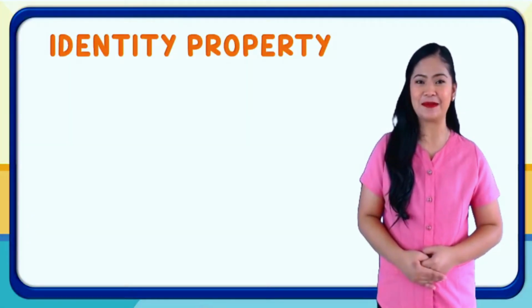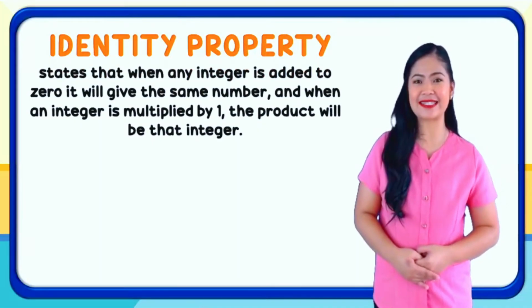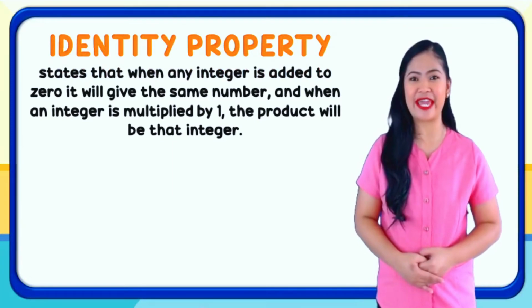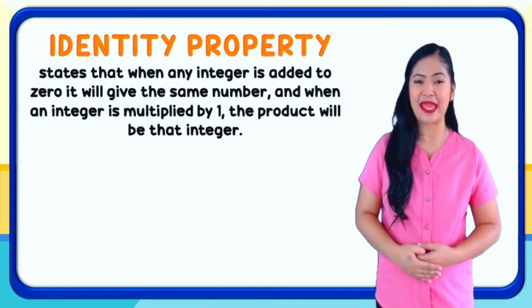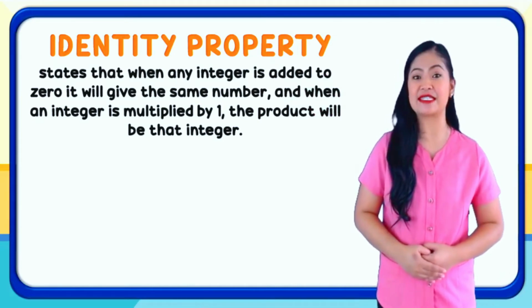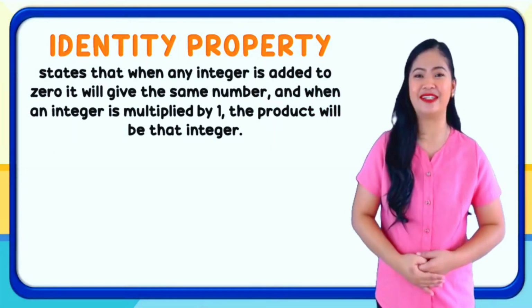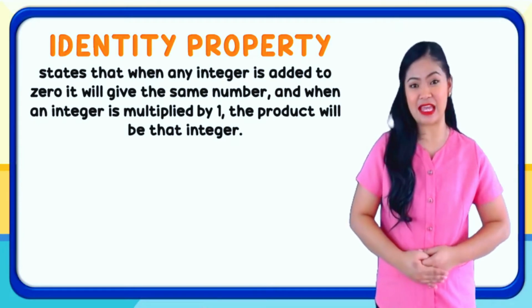This time, let us have identity property. Identity property states that when an integer is added to 0, it will give the same number. And when an integer is multiplied by 1, the result will be that integer.